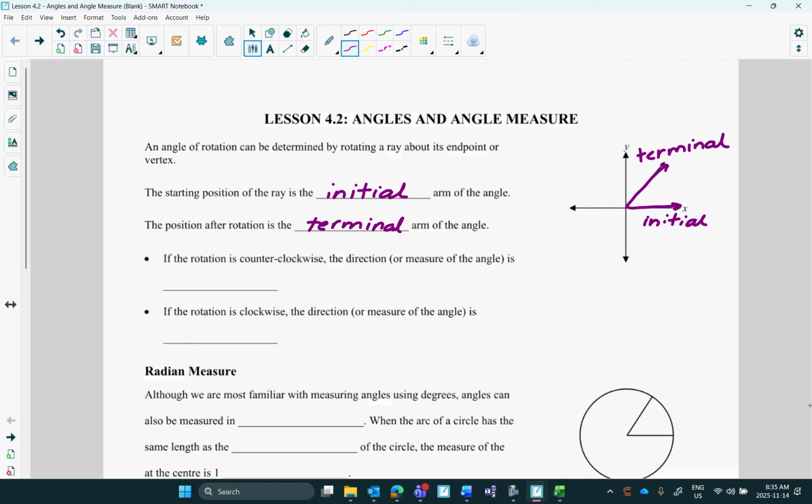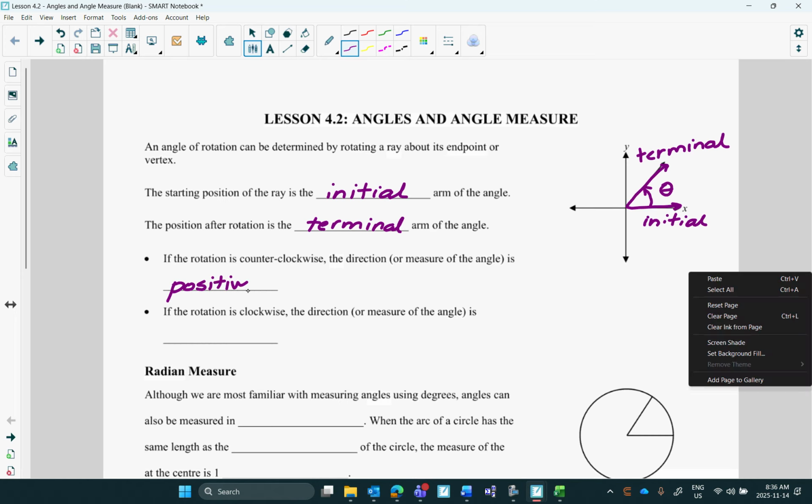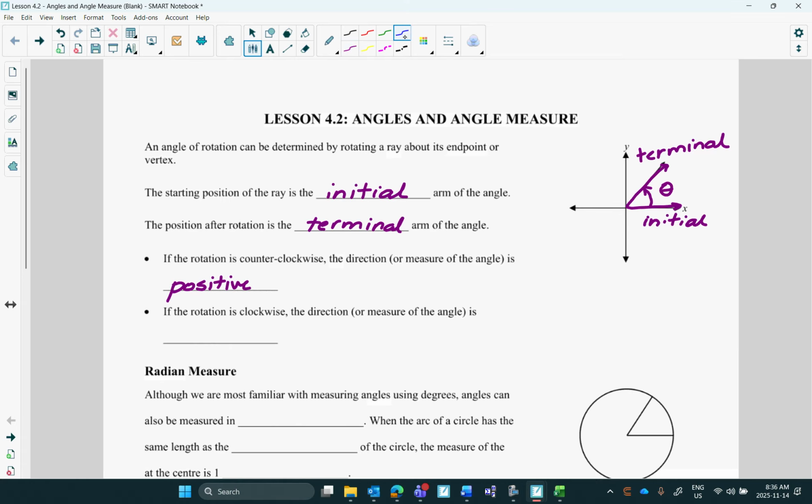And depending on how we want to measure, usually we're used to measuring from the initial to the terminal in a counterclockwise direction. And then we would measure in degrees. Okay? And we'd always get a positive answer for the angle. It is possible to measure negative angles. You would just go in the other direction. So your initial arm, you would go clockwise. And this would actually be a negative angle.